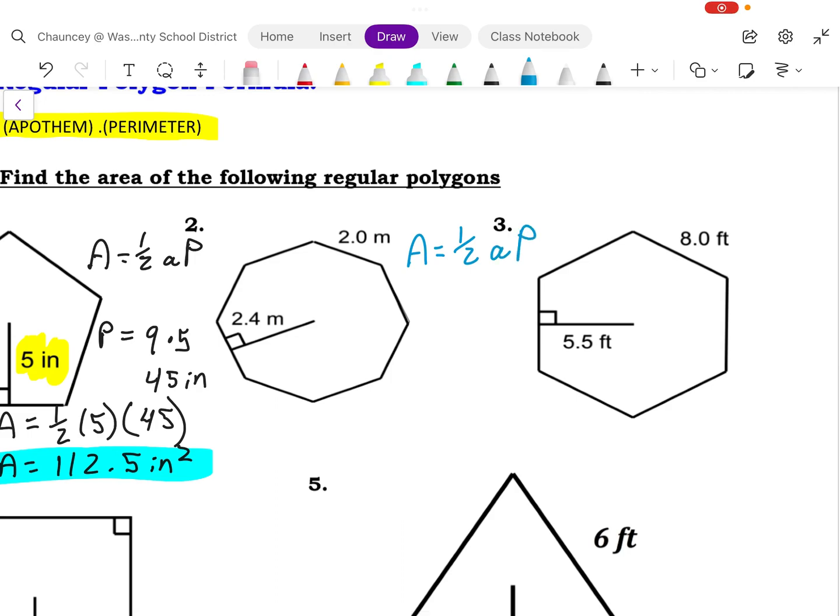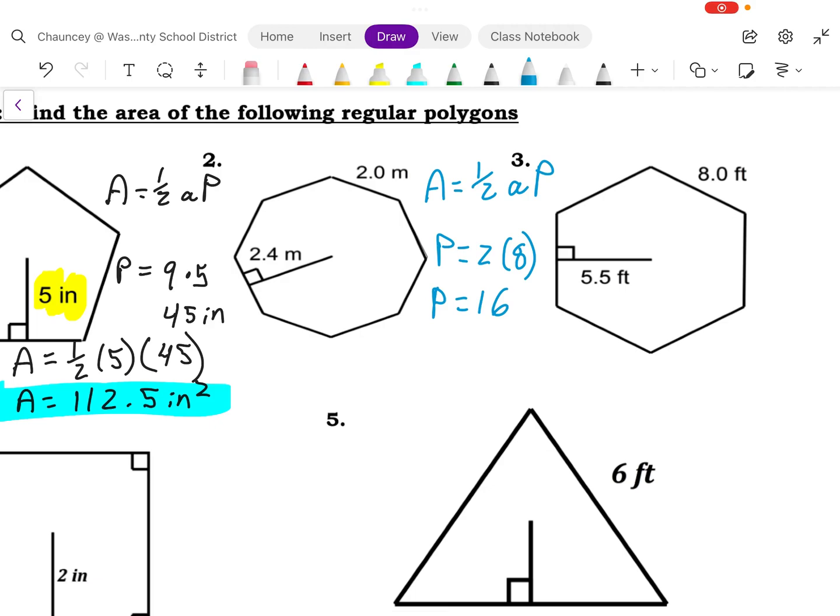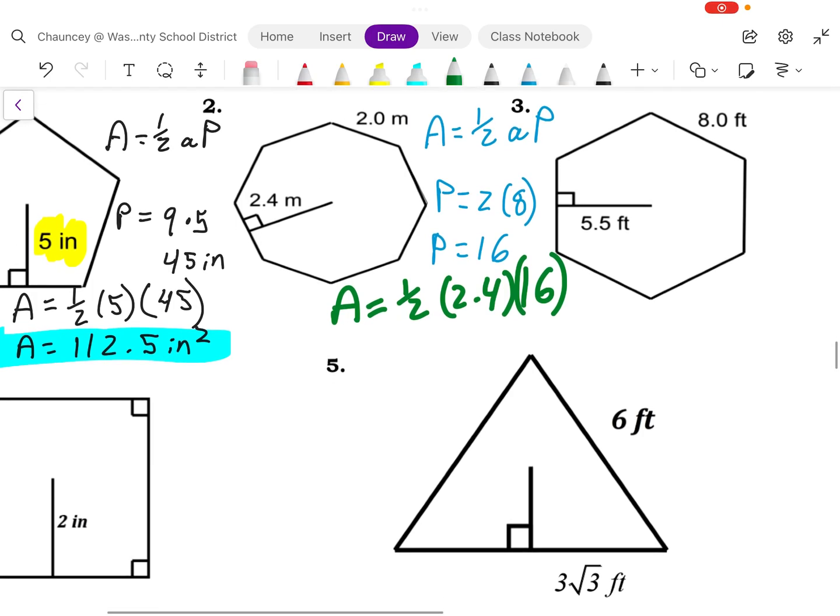Let's find our perimeter. Our perimeter is going to be that length, 2 meters, times the number of sides, and what we get there is 16. We know that our apothem is 2.4. So let's plug and chug. You have area equals 1/2 times 2.4 times 16, and you should come up with 19.2 meters squared. So your area equals 19.2 meters squared.